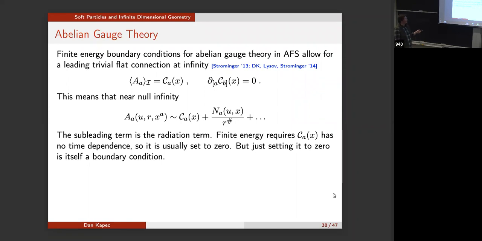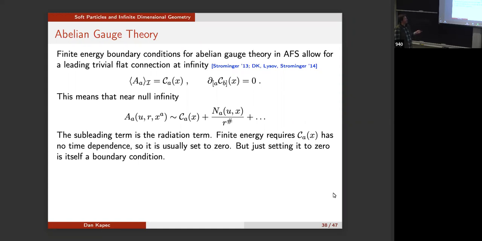So if you look at how the field should behave near infinity, there's always going to be a radiation piece, which comes at some power of 1 over r. But there can be a leading piece which enters before the radiation piece in this large R expansion. And if you want finite energy configurations, then it turns out that this piece can't actually depend on time. It's kind of a non-dynamical degree of freedom or a non-normalizable mode, so it's a boundary condition. And normally what is done when we quantize gauge theory is we just set this degree of freedom to 0. And that's fine, that's a consistent boundary condition, and you can calculate with it.